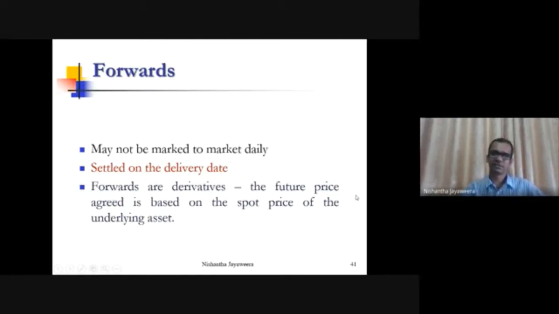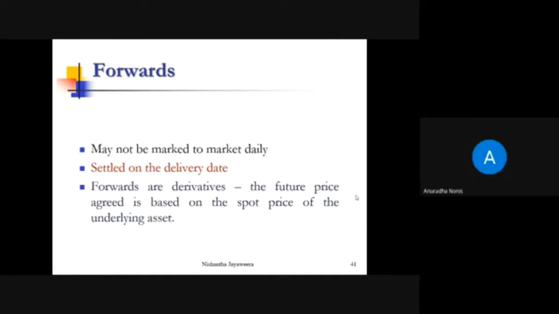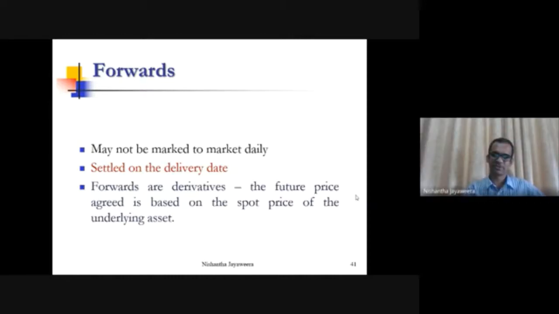Is it clear? Excuse me, mark to market means calculating the profit, something similar to that? No, once you do the mark to market, you will get the profit or loss, but it's valuing your position at the current market price.